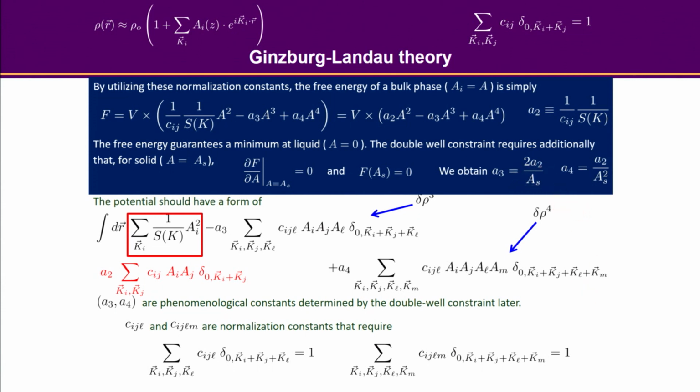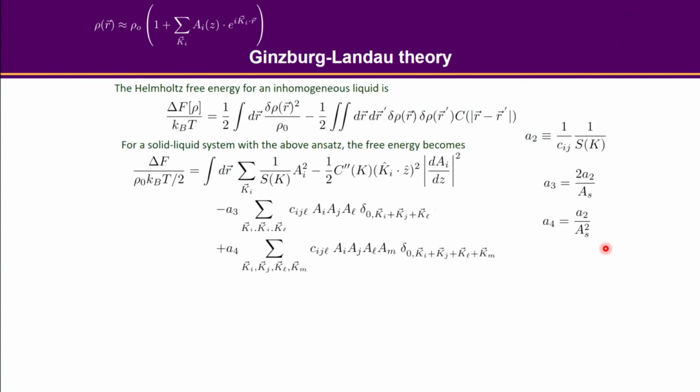Okay, but with that, we now determine two numbers, just A3 and A4. They are just two numbers, because A2 is a number, and the solid amplitude is also a number. So then we know A3 and A4. Okay. So we sort of complete the formation of the Ginzburg-Landau theory, right?